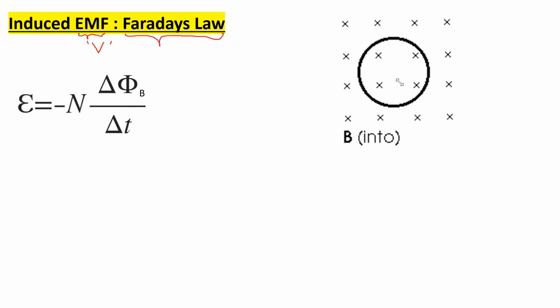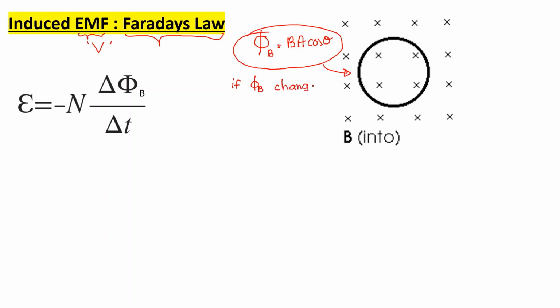So Faraday said, if your magnetic flux, so you know what magnetic flux is. Magnetic flux is given by B A cosine theta. So if your magnetic flux through a loop, through some object, changes with time, so if phi B changes with time, then it will create a voltage in your loop. Voltage means, if there is a voltage, what will happen? Let's say there is some voltage here. What will happen? Current will start going through it, right?